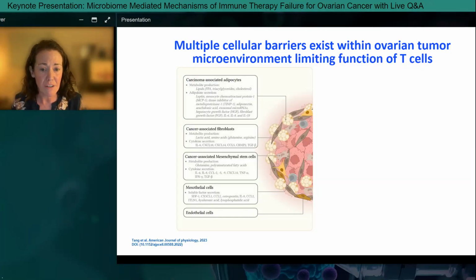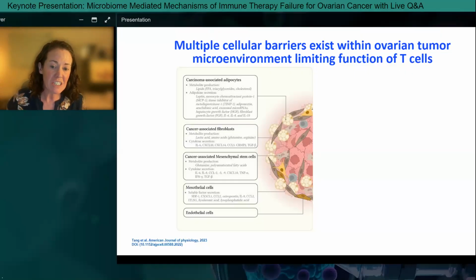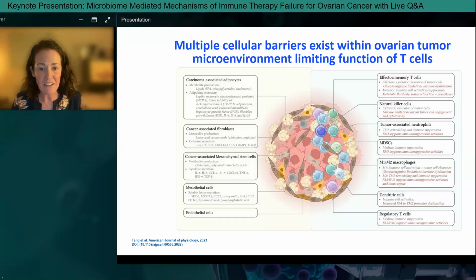And so here on the left, you can see many non-immune barriers that are present within the tumor microenvironment, including adipocytes, fibroblasts, mesenchymal and epithelial and endothelial cells, not to mention the tumor itself. These cells are producing multiple metabolites and other immune suppressive factors that not only enable the ovarian tumors to grow, but they actually exert a profound and negative impact on the anti-tumor immune response.